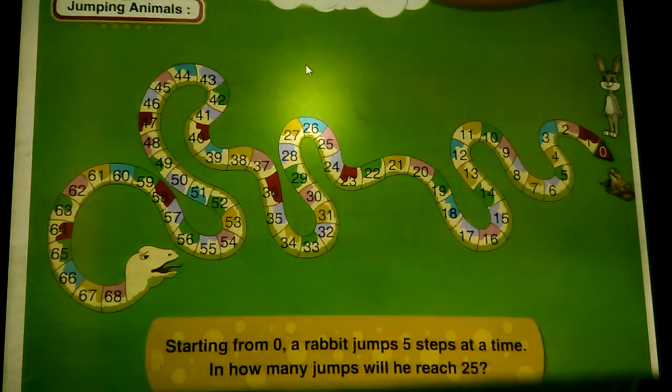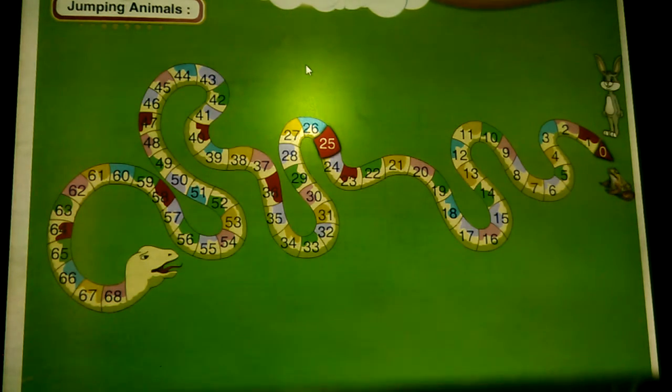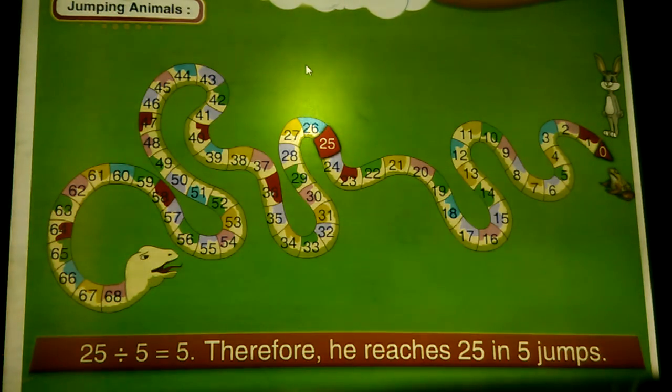Starting from 0, a rabbit jumps 5 steps at a time. In how many jumps will he reach 25? 25 divided by 5 is equal to 5. Therefore, he reaches 25 in 5 jumps.